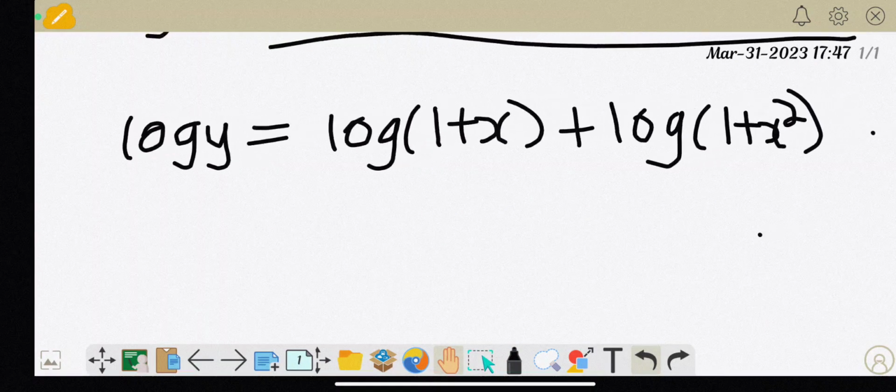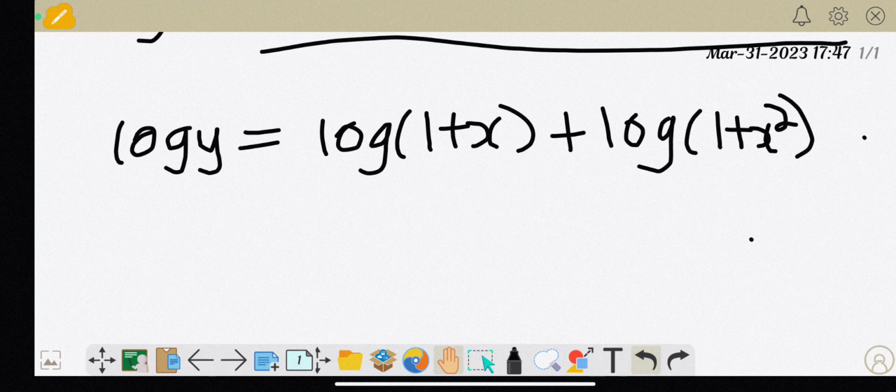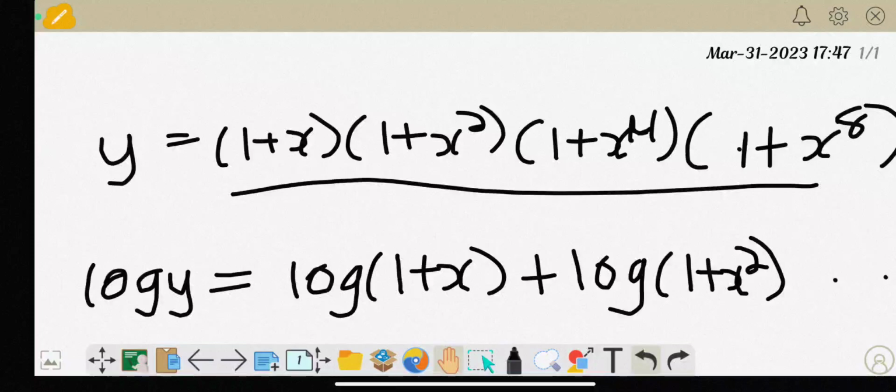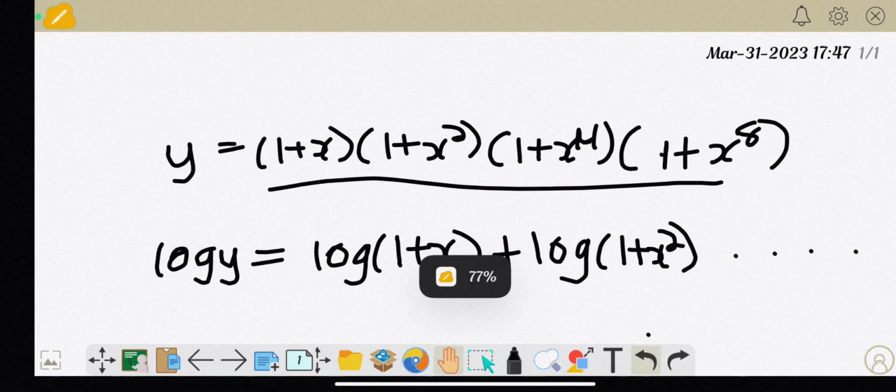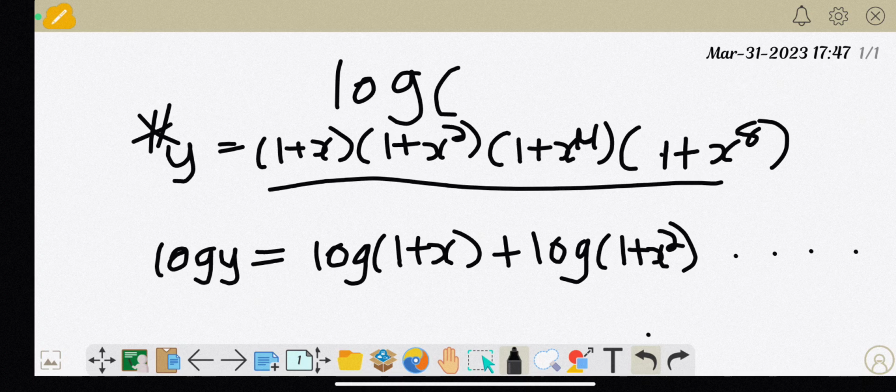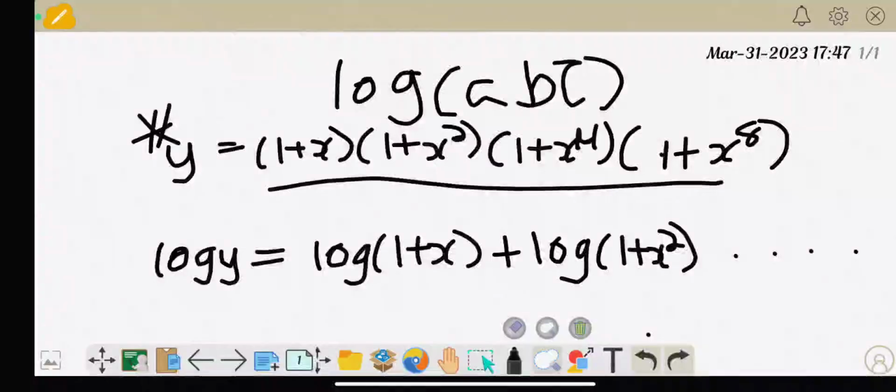Then what you can do? Differentiate on both sides, correct? So this is not that much difficult. So can you solve it? Just use the properties of log. Log a into b into c you can write as log a plus log b plus log c, correct? So question number 16, it is not that much difficult. So you try it, okay?